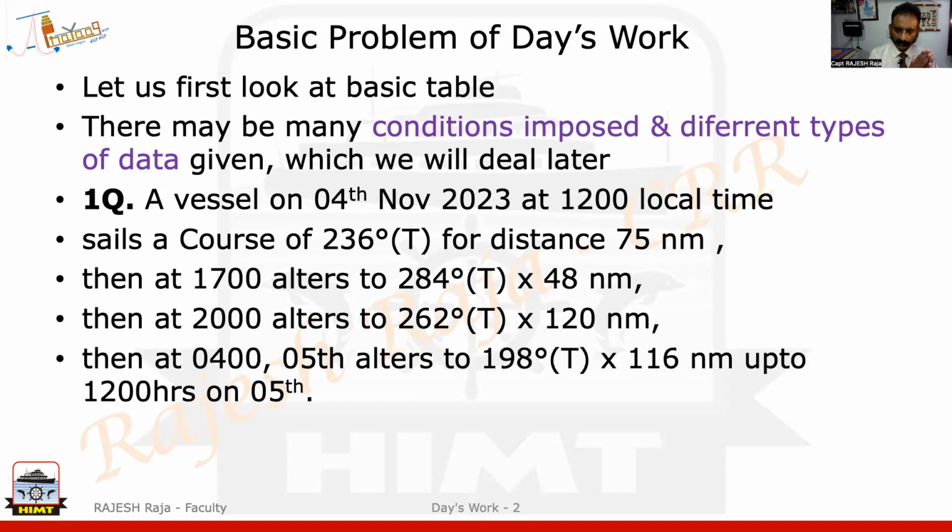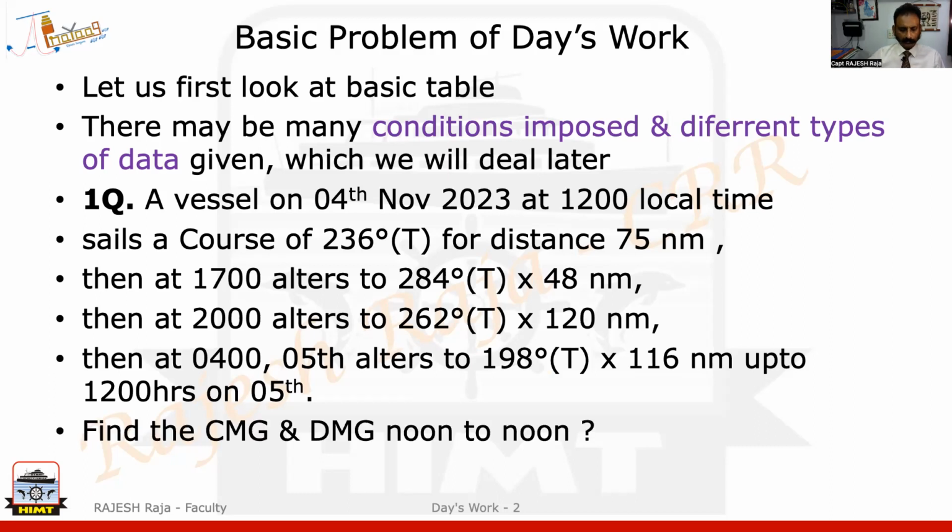It went past midnight, and at 4 o'clock again, which is the next day, 5th of November, she alters to 198 degrees true for 116 nautical miles. And this goes on up to noon. So basically, we have started from noon and ended at noon. My first video is going to talk about only calculating the course made good and distance made good. That is what is called CMG and DMG from noon to noon.